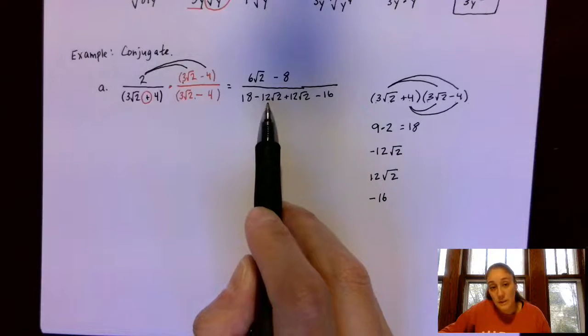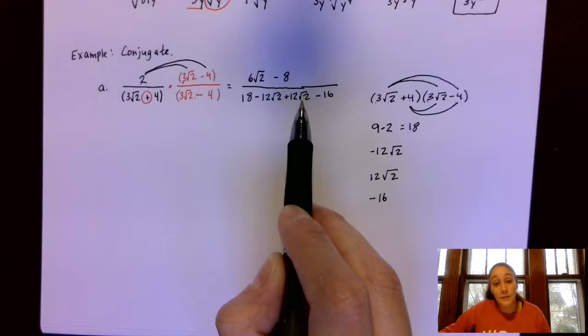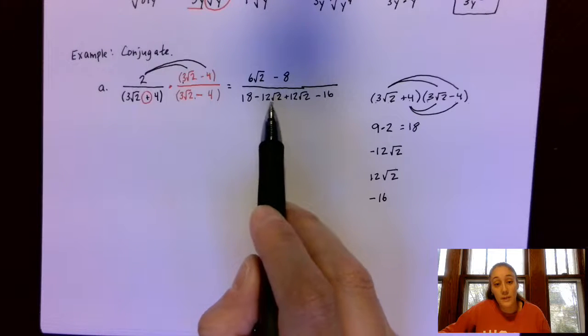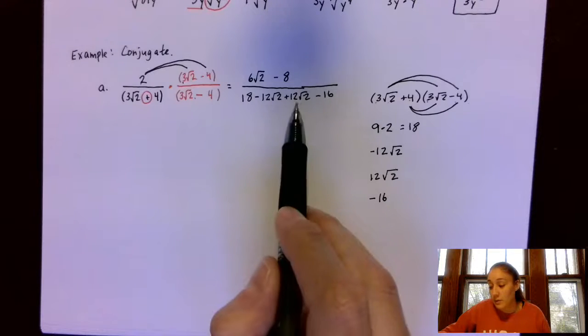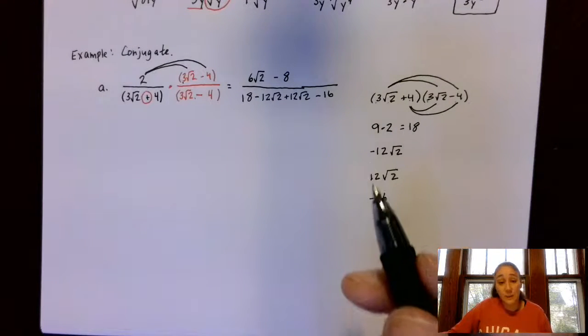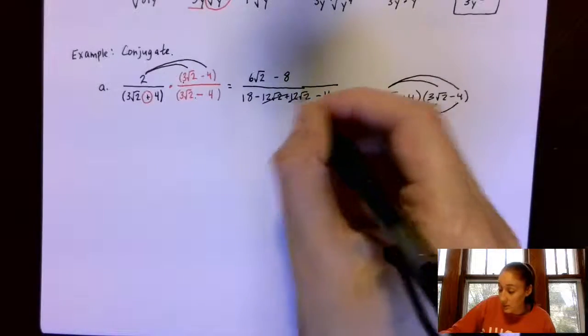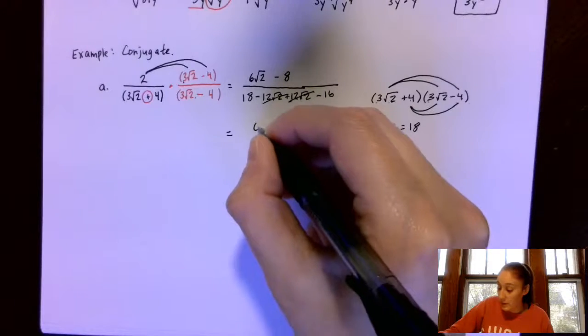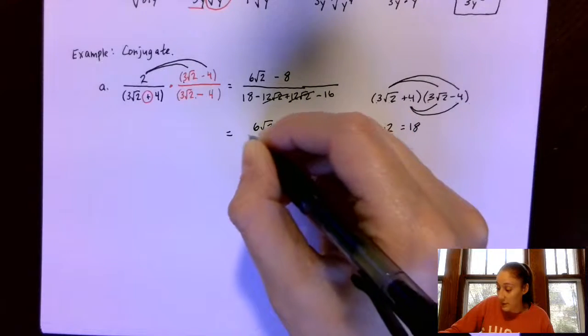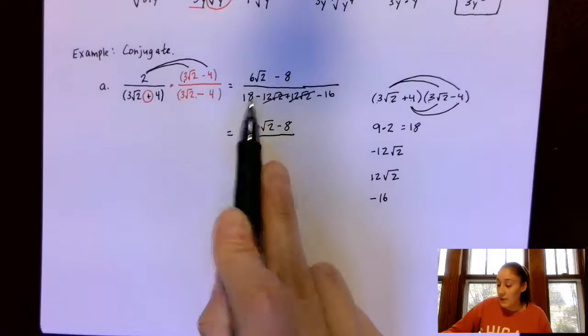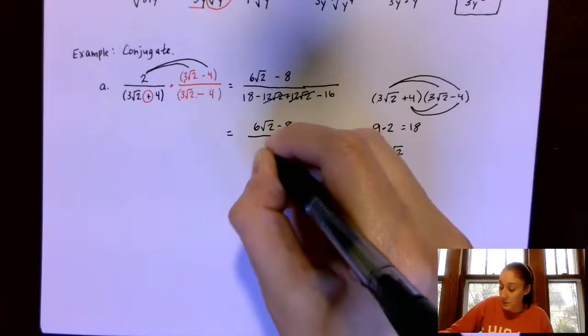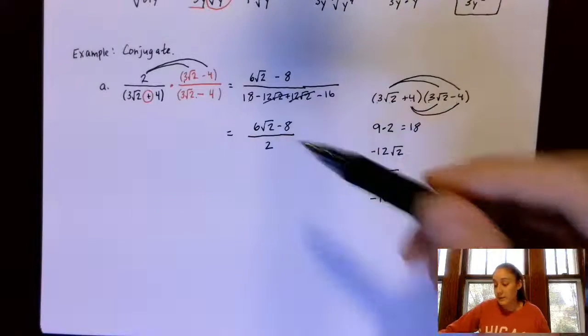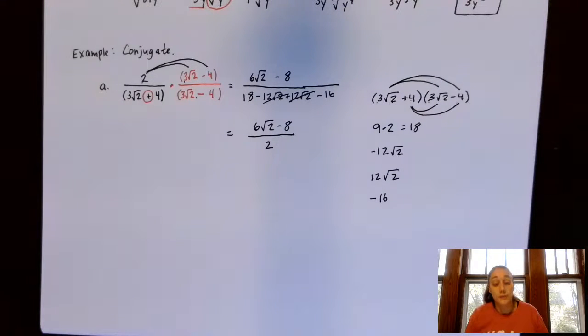So hopefully you notice that these two terms in the middle are exact opposites of each other. They're like terms. And so when I do negative 12 plus 12 with those radical 2's, that equals 0. Well, 0 radical 2's is 0. They're gone. So now all I'm left with, in the numerator, I still have 6 radical 2 minus 8. So I have 18 minus 16, which is 2. And you can see that there is no more radical in the denominator. I have one in my numerator, but that's okay. It's just not okay to have radicals in the denominator.